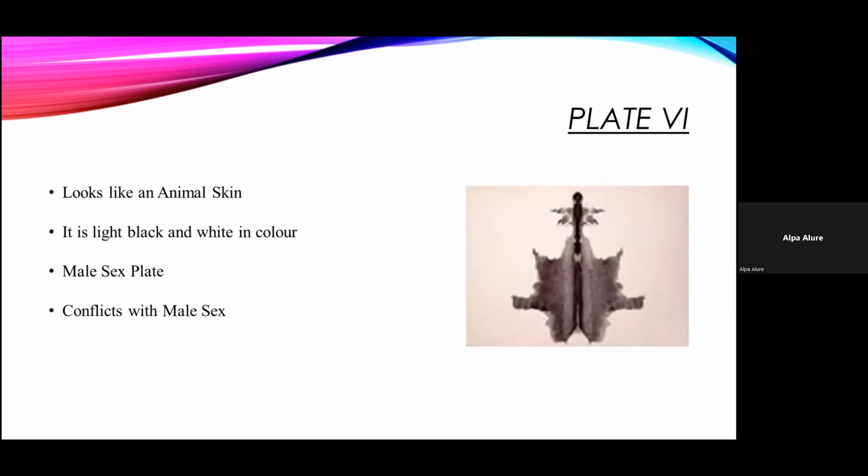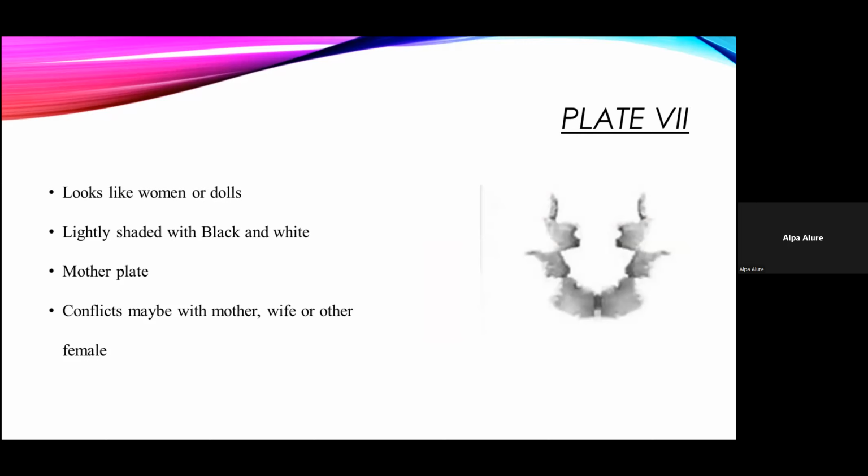This looks like an animal skin. It is light black and white in color. It's again a male sex plate, and if there are conflicts with the male sex, they could be reflected on this card. This is the next. It looks like women or dolls, and it's slightly shaded with black and white. It's a mother plate. So if there are conflicts with the mother, the wife, or any other female figure, responses would tell us something more about it.